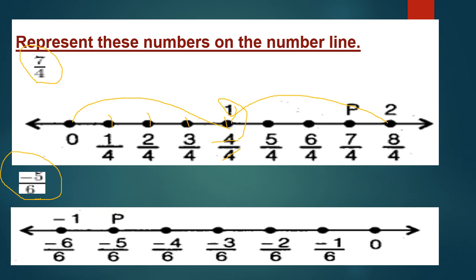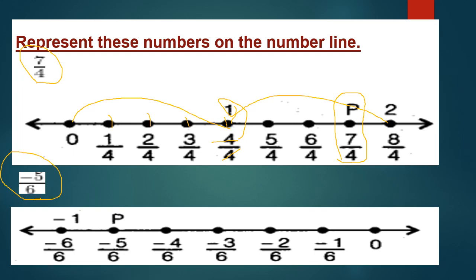Children, actually we want to represent 7 by 4 on the number line. Here the first one is 1 by 4, 2 by 4, 3 by 4, 4 by 4, 5 by 4, 6 by 4, 7 by 4. See, this point is there, no? 7 by 4. This point is the representation of the rational number 7 by 4 on the number line.